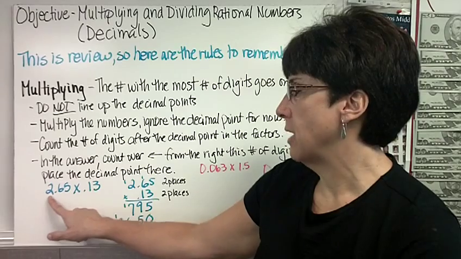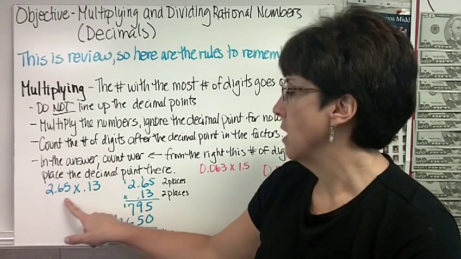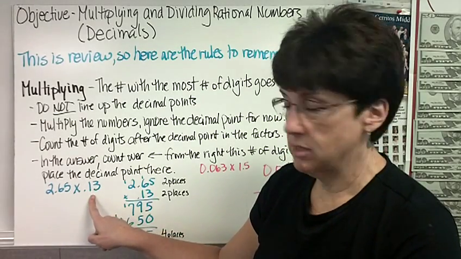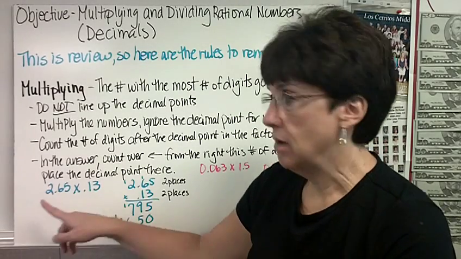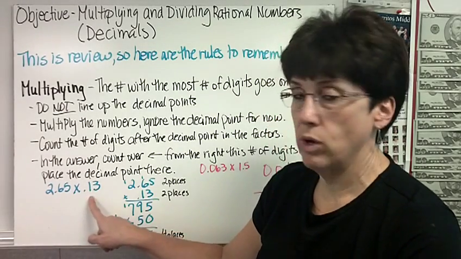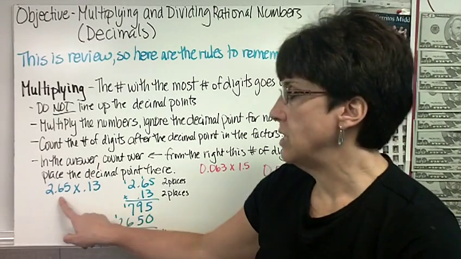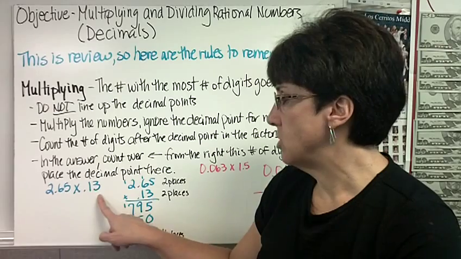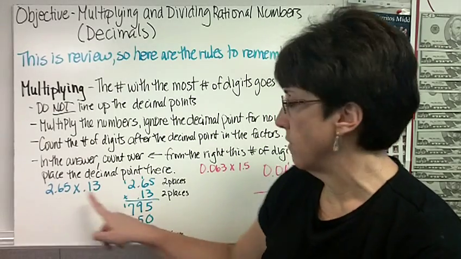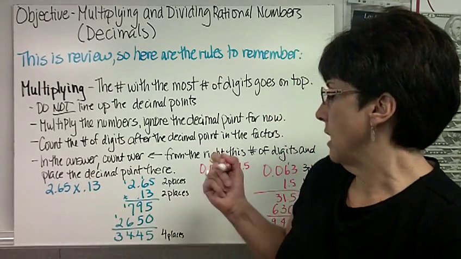So let's say we're multiplying 2 and 65 hundredths by 13 hundredths. I'm going to also say it 2.65 times 0.13 to make sure we're in the same place. All right, so there's 3 digits in this number, 2 digits in this number, so I'm going to put the 2.65 on top. All right, now let's multiply.